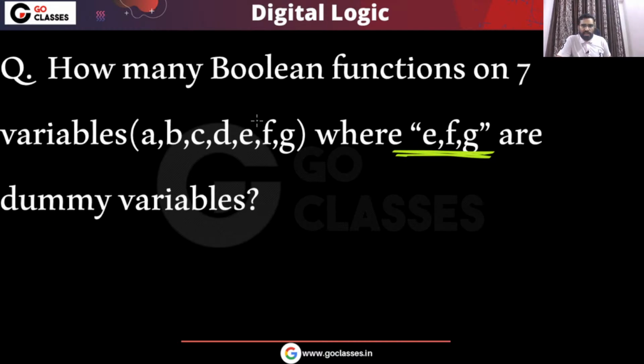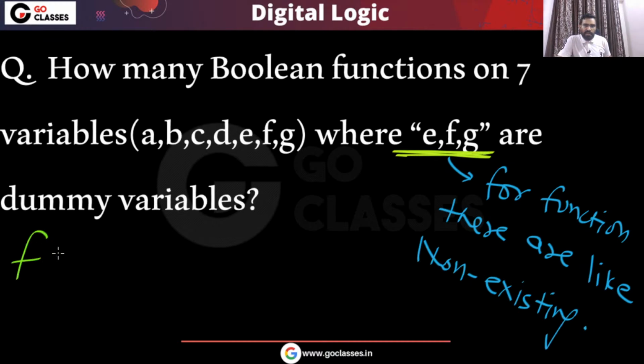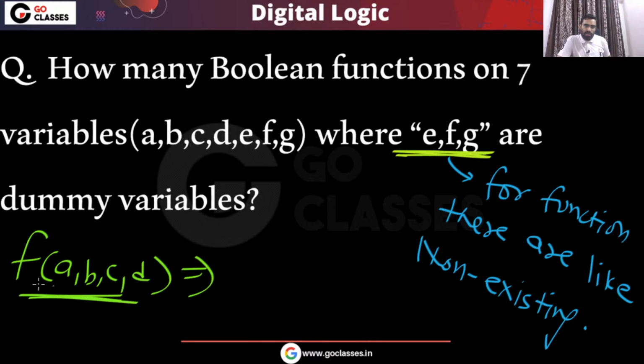Very simple. Now you forget about them. For the function these do not matter, they are like non-existing. So you can forget about them, and then finally you can find how many functions there are on the remaining variables. So the number of functions will be 2 power 4. The answer will be 2 power 4.